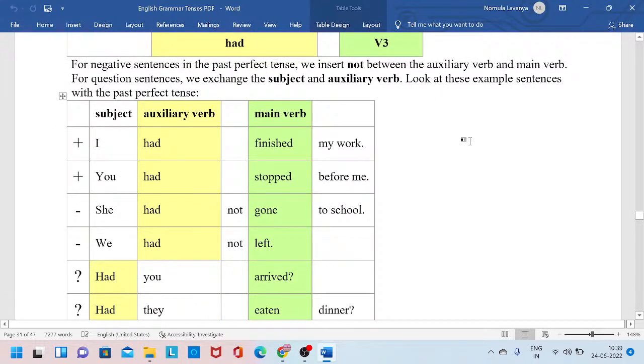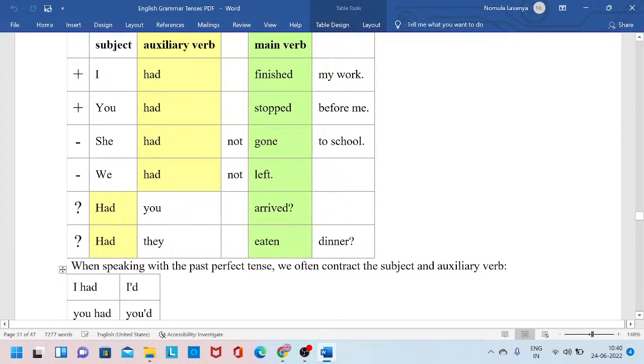Okay, so look at these examples for past perfect tenses. For the positive sentence, I had finished my work. Finish is a main verb. The participle form for finish is finished. And you had stopped before me. Stopped is the participle. And for the negative sentence, as we already said, we insert not here. She had not gone to school. We had not left. So this is the formation. And for the question sentences, like had you arrived, had they eaten dinner.